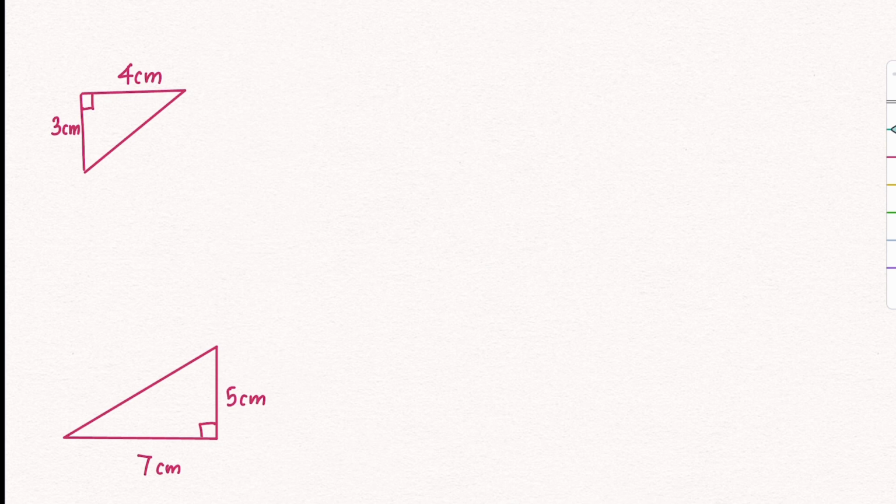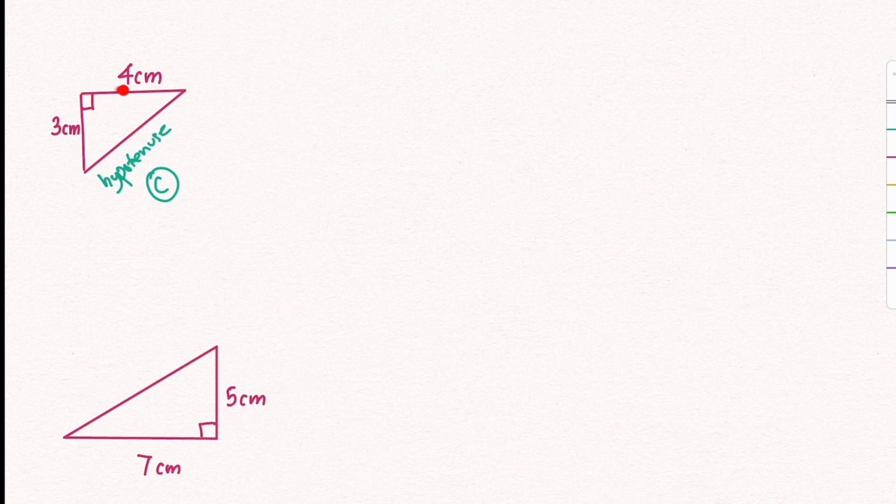So where is the right angle? The right angle is right here. And so the side opposite to the right angle is called the hypotenuse. So we know that this is the hypotenuse, and we're going to call that C. And we can call one of the sides A and the other side B.